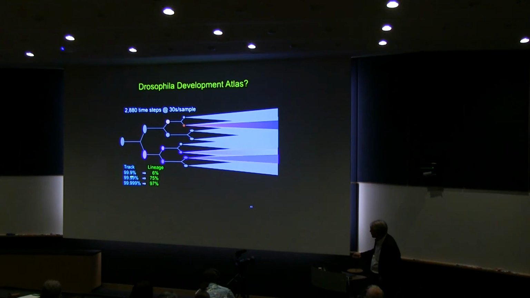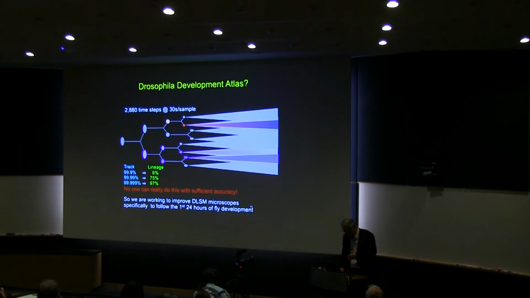You need to sample basically every 30 seconds to keep up with the nuclei and track them. There are 2,880 time steps in the 24-hour period that it takes the Drosophila embryo to develop. So if you want to follow it from beginning to end, you have to curate that many frames. And if you think about the error rate, if you develop an algorithm with 99.9% accuracy, only 6% of your lineages would be correct, because it's 99.9% to the 2,880th power. If you were 99.999%, then you get 97%. This is kind of a faux argument, and I won't belabor the details for time, but it says you've got to be really good in order to pull this off. That's the point. And so we've been really working with microscopy.